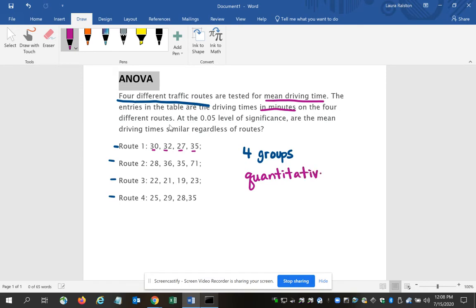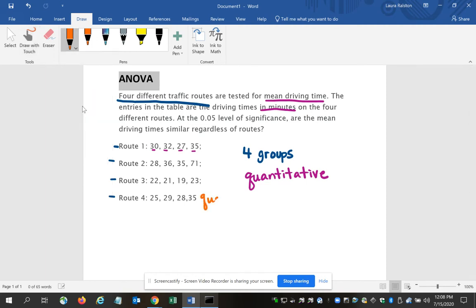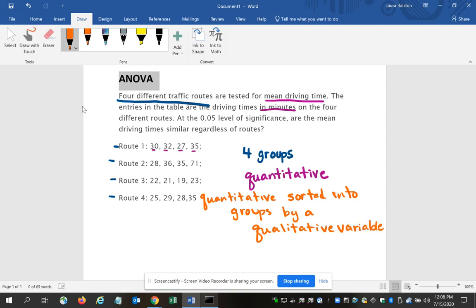Actually, what you have here that helps you to recognize that it is an ANOVA, or that you should conduct the analysis of variance test, is you have quantitative data. You have those numbers that are sorted into groups by a qualitative variable. My qualitative variable, or what I used to sort into groups, were the different routes, and I had 4 different routes or routes for the traffic.